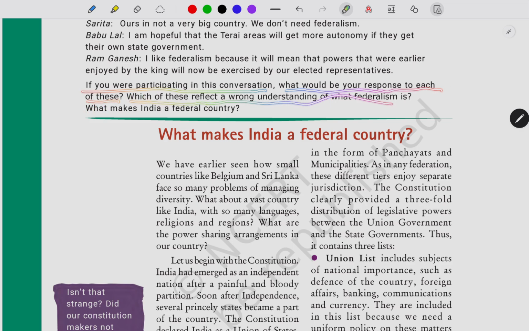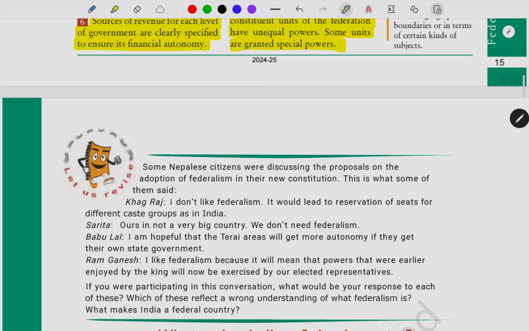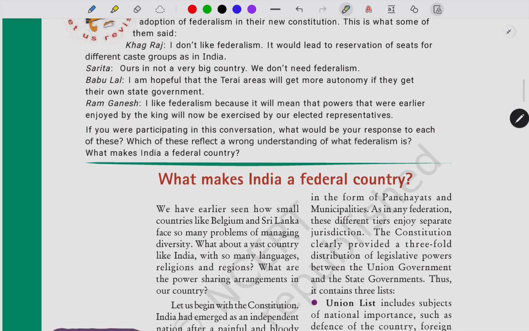Which of these reflect a wrong understanding of federalism, and what makes India a federal country? Now, this question, give it more importance because such questions are coming in the board exams. My response to each of these would be, federalism is good because it makes the people of a country unite, and it helps the people feel like they're part of something bigger. Sarita says that our country is not a big country, we don't need federalism, but Belgium is smaller than Nepal, I hope, on the world map. But they still have it, and their country is working perfectly fine. That helps a lot of people.